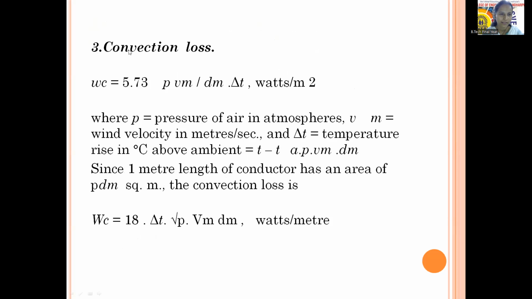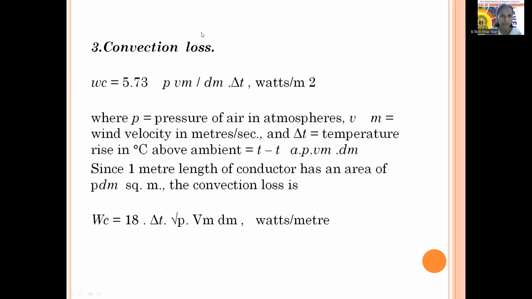Third is convection loss, that is WC. This is 5.373 into square root of p Vm divided by dm into delta T, per meter square. This is the formula for the convection loss, where p is the pressure of air in atmospheres, Vm is wind velocity in meters per second, and delta T is the temperature rise in degrees Celsius above ambient temperature, which is T minus TA.